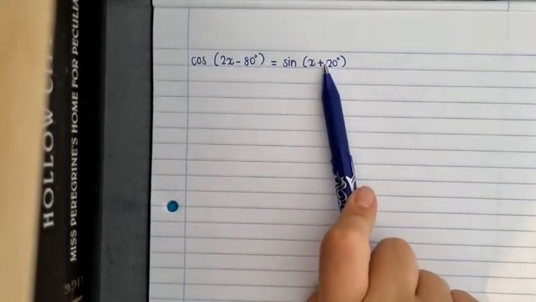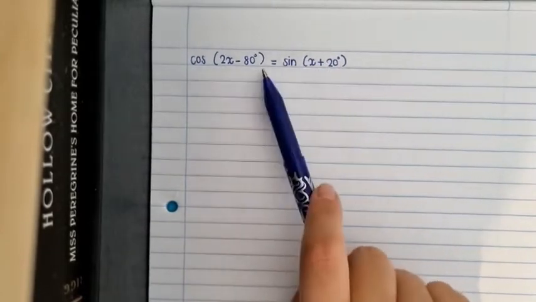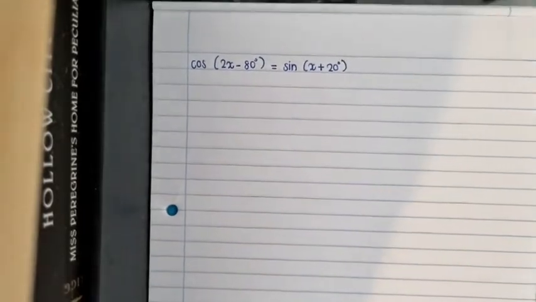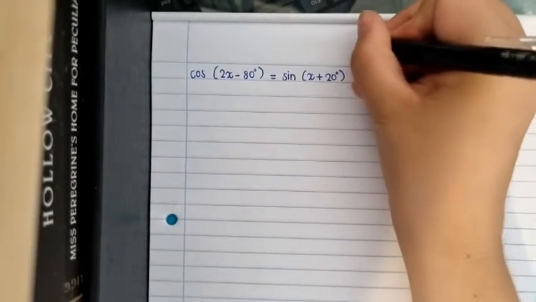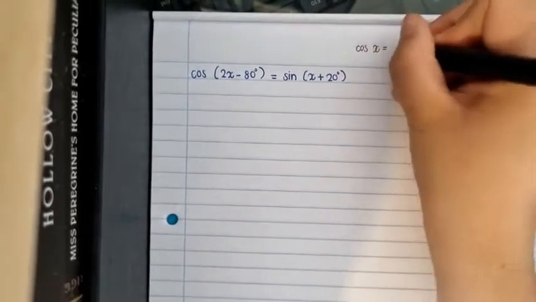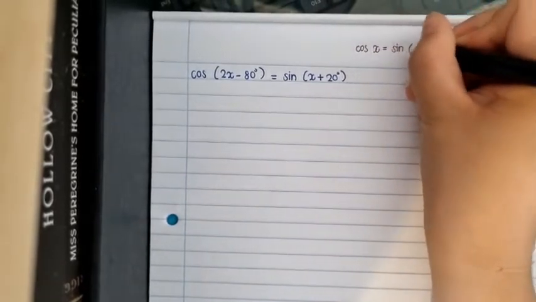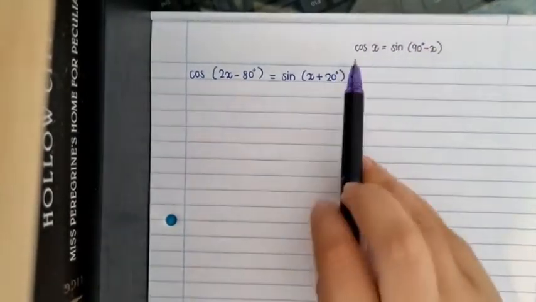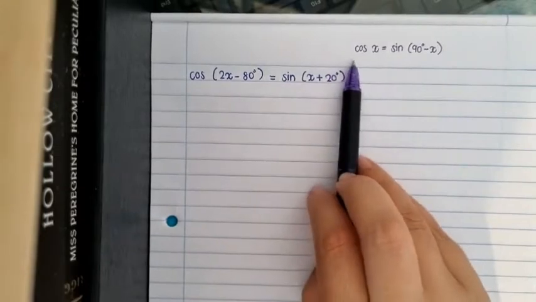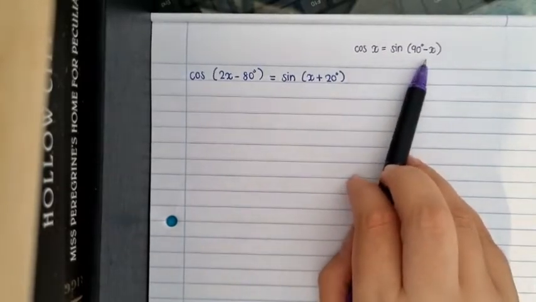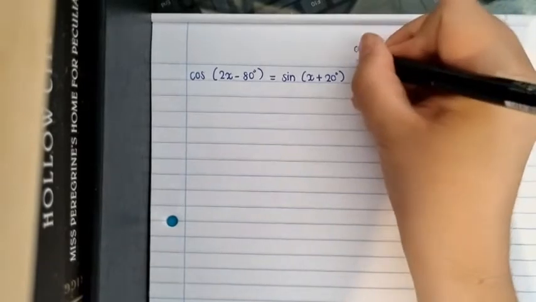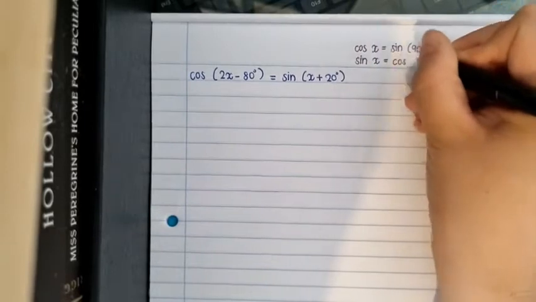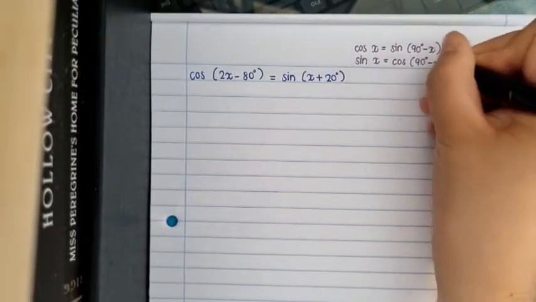Now I want you guys to remember your co-ratios, right? That cos x is equal to sine of 90 minus x. Now this is actually what I'm going to use. I'm going to use this concept that cos of x is equal to sine of 90 minus x, right? Or if you want to go the other way around, sine of x is equal to cos of 90 minus x.